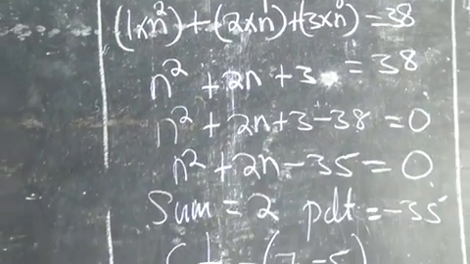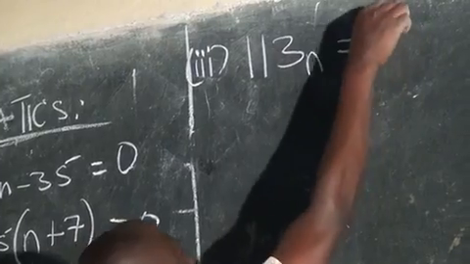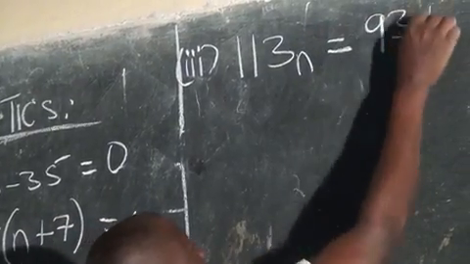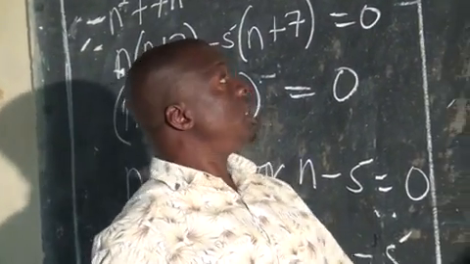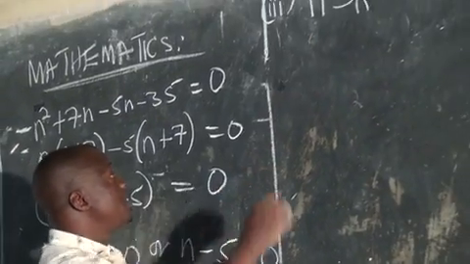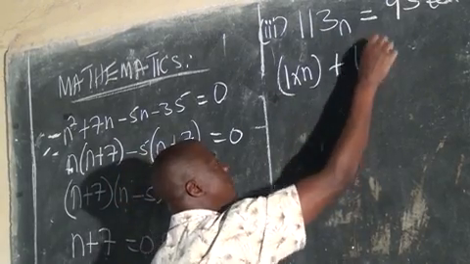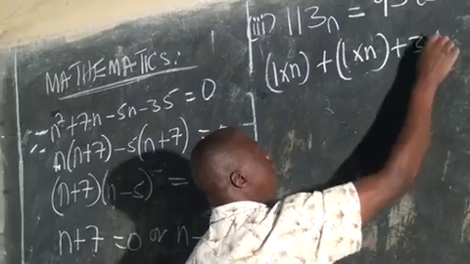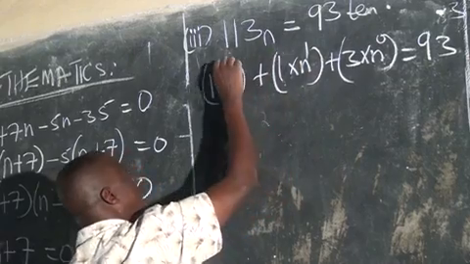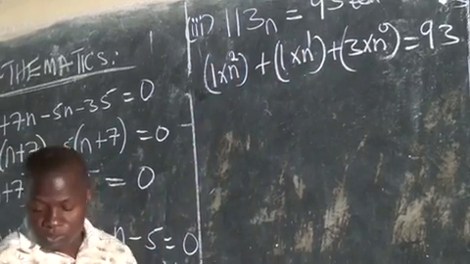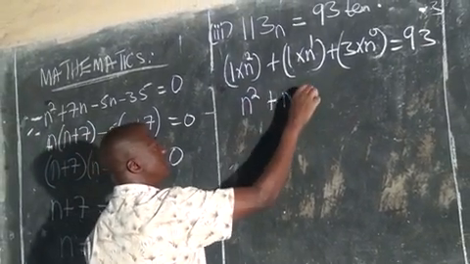Let me give another example here. 1 1 3 base n, this is 93 base 10. The question was solve for n. So let us first expand. This is 1 times n squared plus 1 times n plus 3 times n to the power 0. This is equivalent to 93. Give powers. So that gives n squared plus n plus 3.